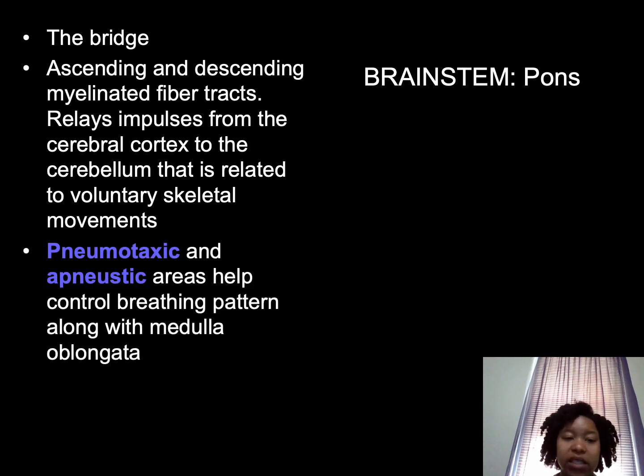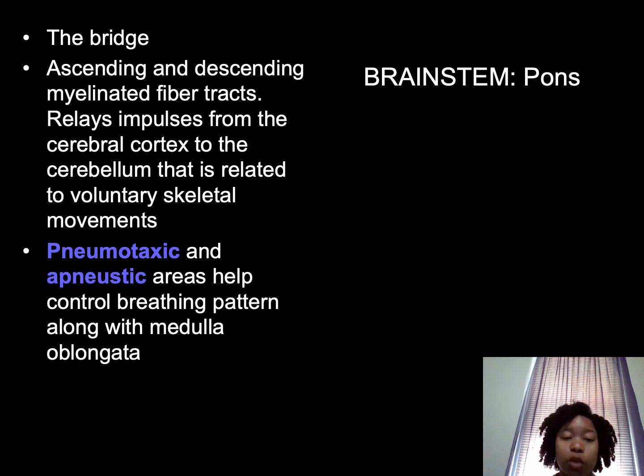So pneumotaxic and apneustic areas of the pons help control breathing pattern along with the medulla oblongata. So there are some parts of the brain that work on similar functions at the same time. That kind of helps for troubleshooting. If something were to ever go wrong in one area, it could potentially be solved in another.